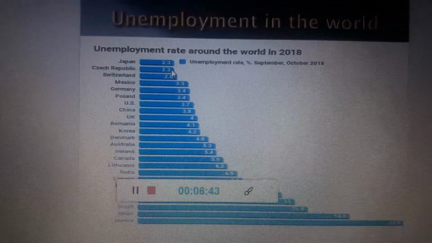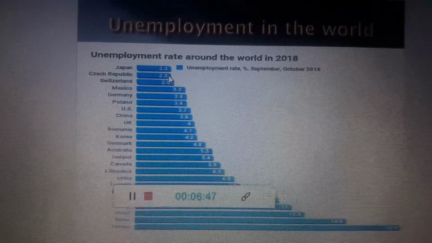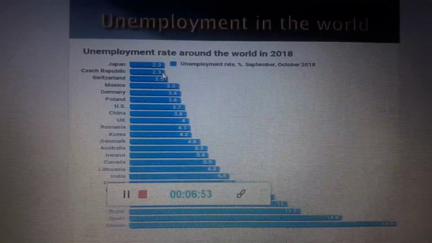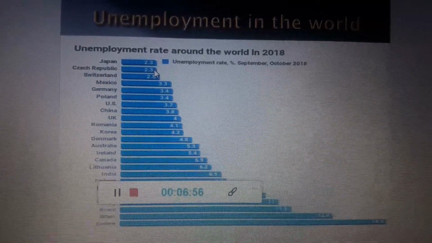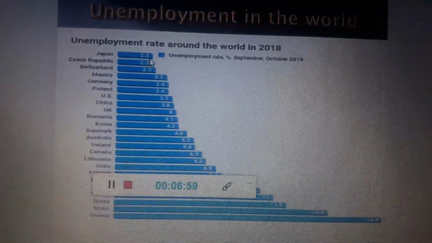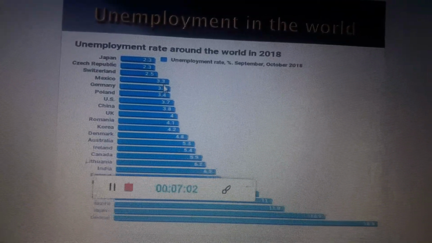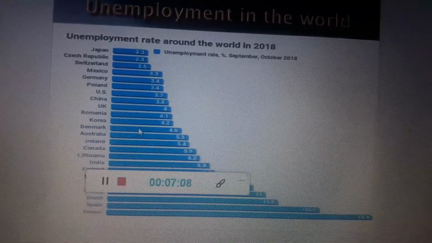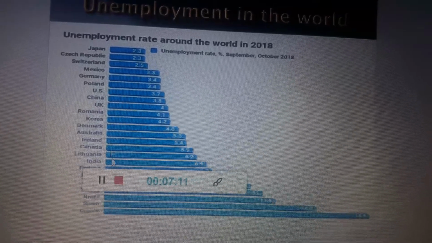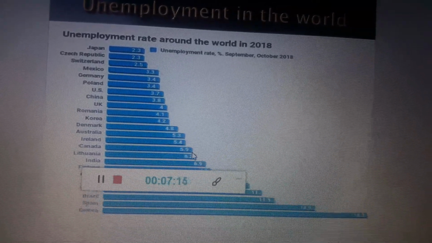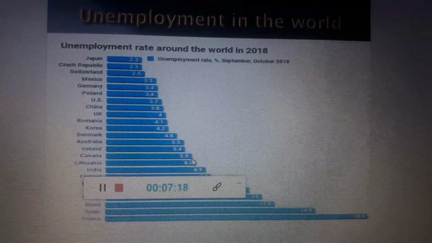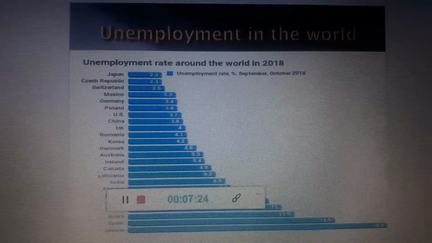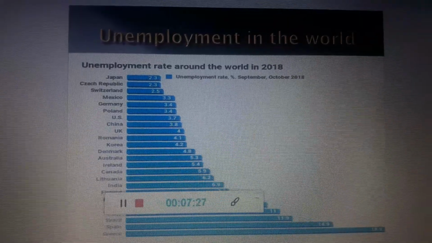As we see here, Japan has a low unemployment rate, and Greece has the highest number. For example, Japan has 2.3, Mexico 3.3, China 3.8, Korea 4.2, and Canada 5.9. So these numbers are for some countries. One country is different from another, and it's based on a lot of things.